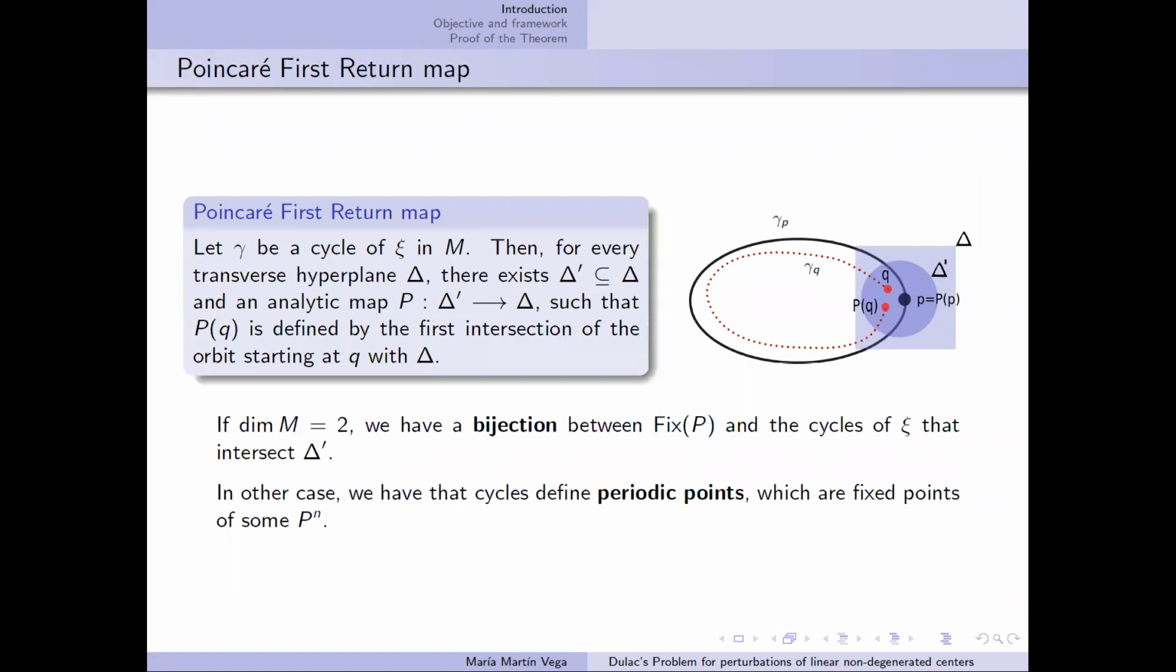One tool that we will use in this work is the Poincaré first-return map. If we take some cycle and a hyperplane that is transverse to this cycle, we can define the Poincaré map analytically, in case this cycle doesn't contain any singularity. The image is just the intersection of the trajectory defined by the vector field with this hyperplane again. In dimension 2, we have a bijection between the fixed points and the cycles that intersect this hyperplane. But in any other case, the cycles define periodic points that are fixed points for some iteration of this Poincaré map.